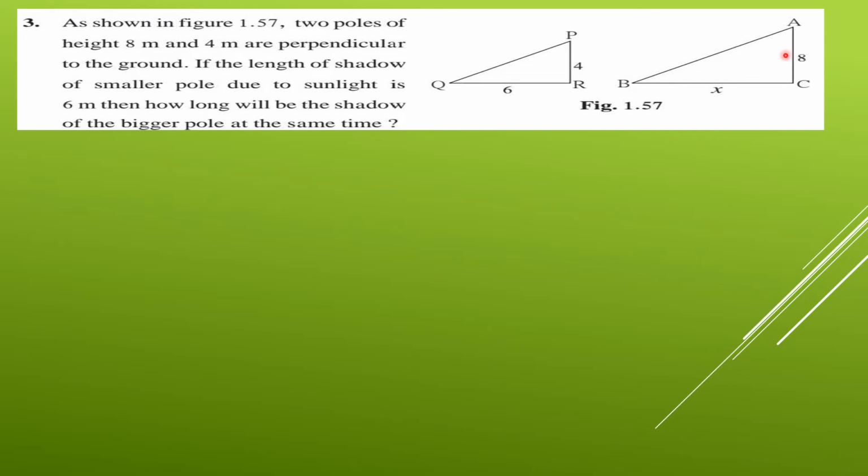Now look at the figure. There are two poles. First pole is AC and another is PR. Their lengths are 8 meter and 4 meter and these poles are perpendicular to the ground. Then BC is the shadow of pole AC and QR is the shadow of pole PR. The length of shadow QR is given as 6 meter and we have to find the length of shadow BC. We take it as x meter. Okay. Then solution.